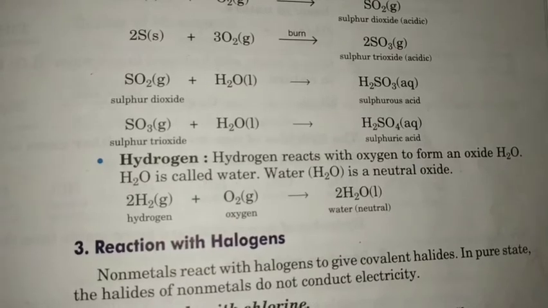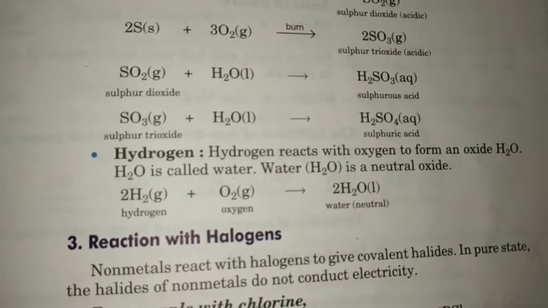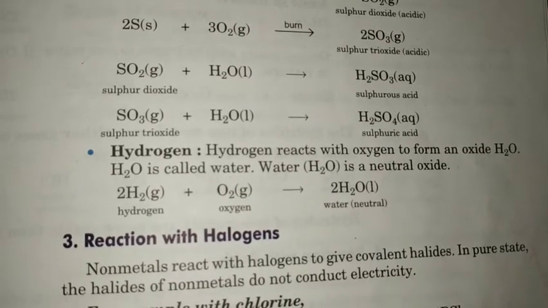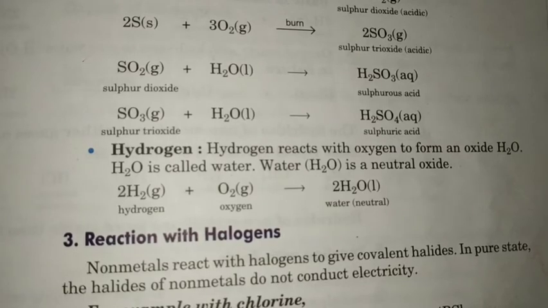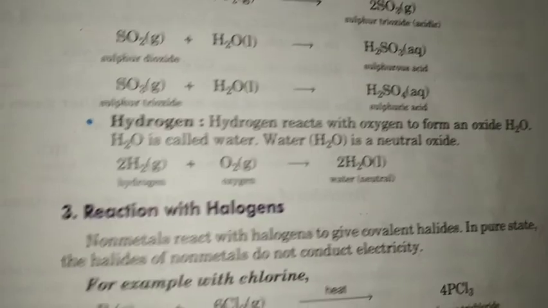Now you see hydrogen reacts with oxygen to form an oxide, H2O. H2O is called water, and water is a neutral oxide. So when H2 reacts with oxygen, it forms water, which is neutral in nature.